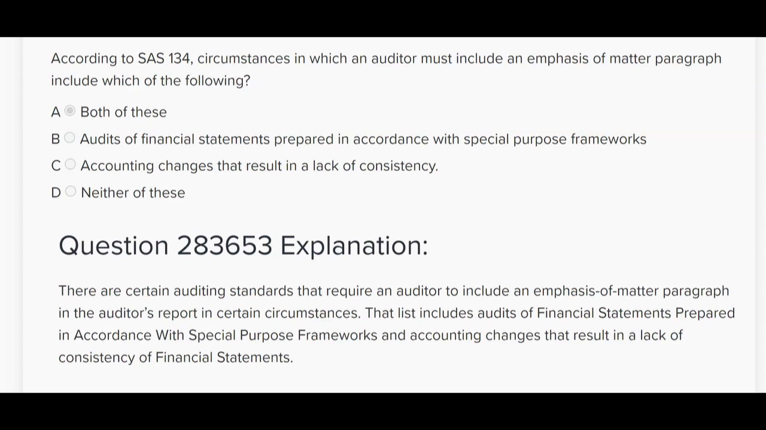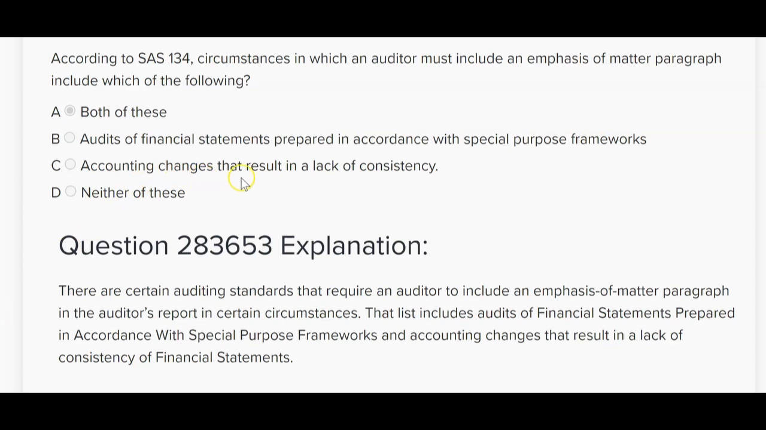According to SAS 134, circumstances in which an auditor must include an emphasis of matter paragraph include which of the following? Audits of financial statements prepared in accordance with special purpose frameworks? Yes, there are certain auditing standards that require an auditor to include an emphasis of matter paragraph, and that list includes audits of financial statements prepared in accordance with special purpose frameworks. So if the financial statements were presented but not in accordance with GAAP but in accordance with some other framework, guess what? You're going to need an emphasis of matter paragraph.